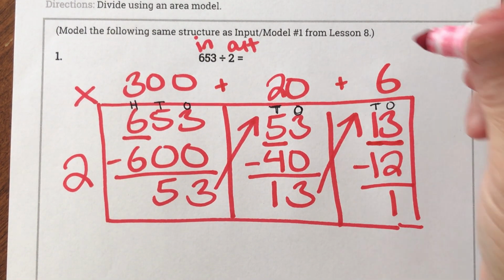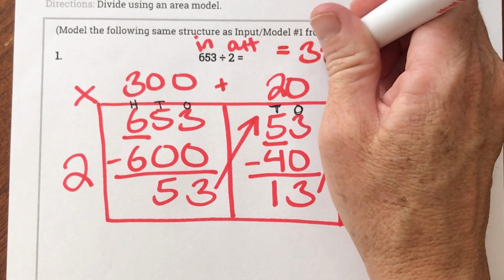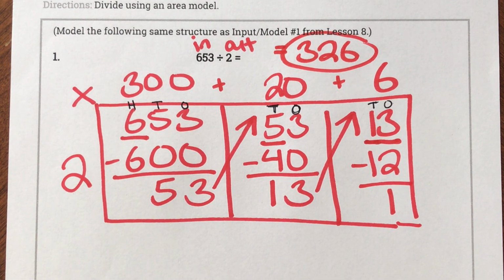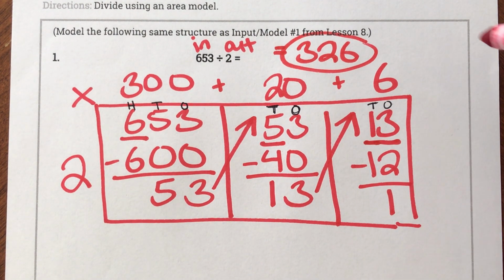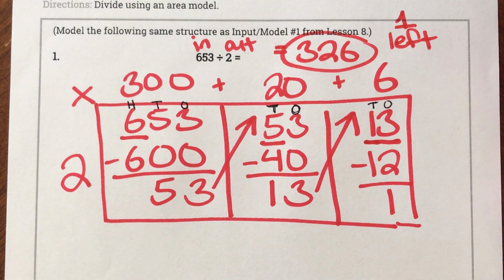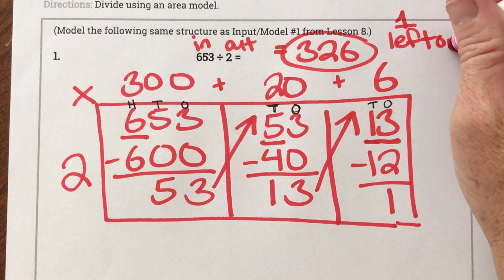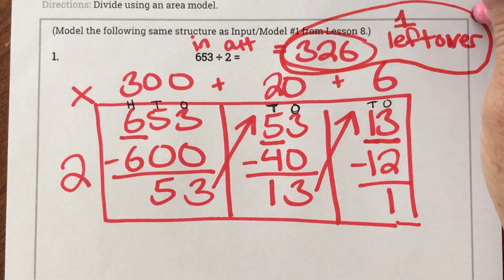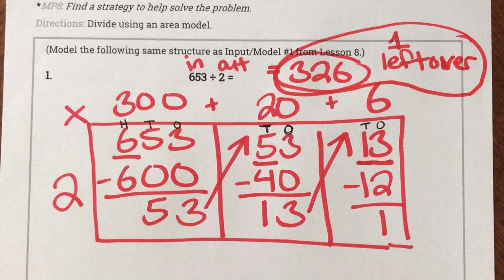300, 20 and 6, which means my full quotient is 326. Oh, I apologize, friends, I am incorrect. I forgot my leftover. If I had just said 326, I would be wrong. It's 326 with 1 left over. I apologize.